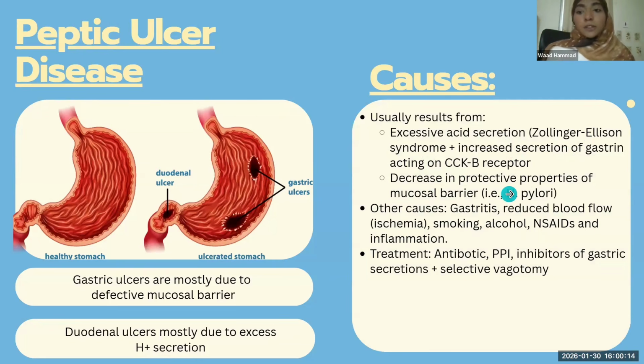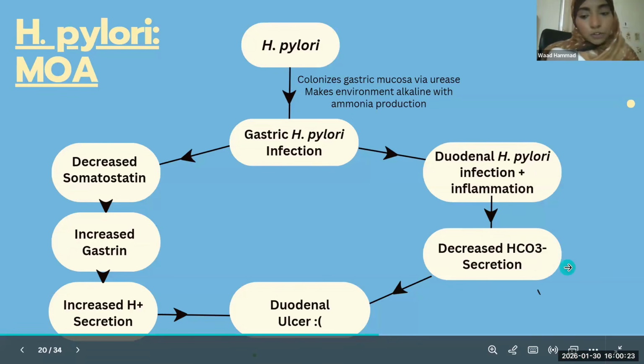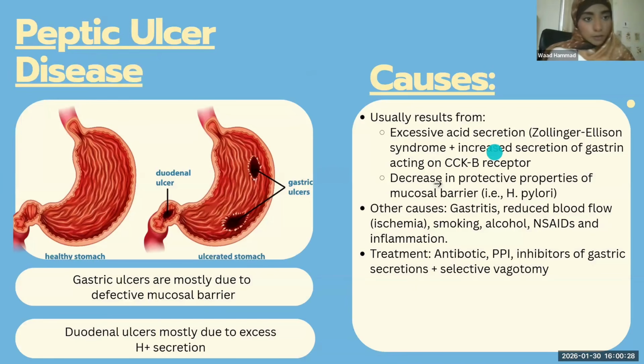Or it could be a decrease in the protective properties of the mucosal barrier, like in H. pylori. As we mentioned before, H. pylori causes a decrease in the bicarbonate secretion, so that damages our mucosal barrier, unfortunately. So that can be one of the causes. Other causes of peptic ulcer disease are gastritis, reduced blood flow, which leads to ischemia, smoking, alcohol, NSAIDs, and inflammation. As I mentioned earlier, NSAIDs because they reduce the prostaglandins, smoking, and alcohol, and inflammation because it's stress, and then stress leads to more ulcers.